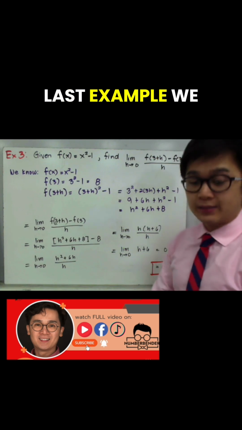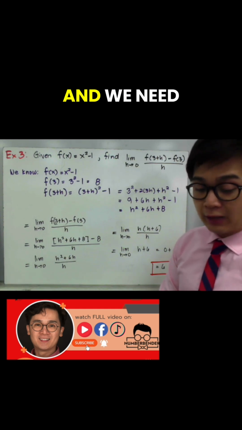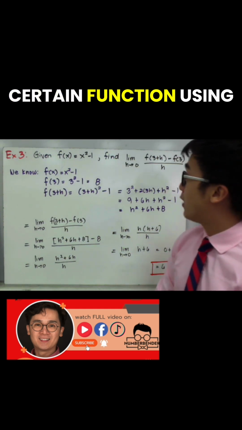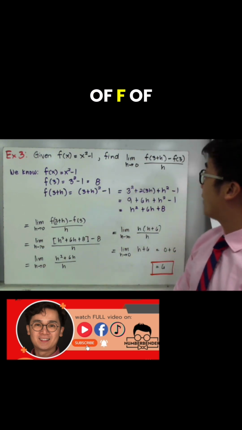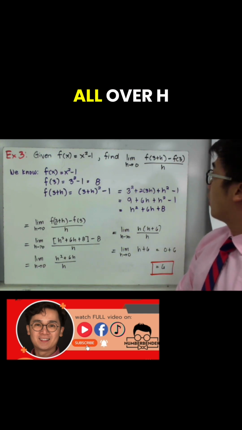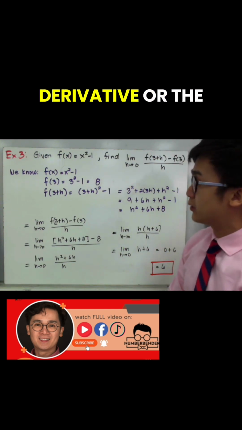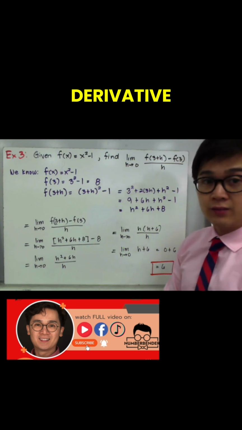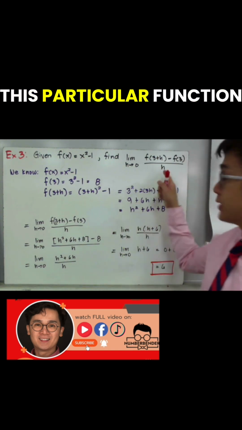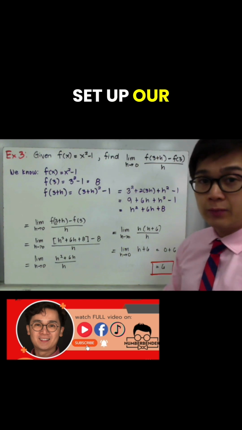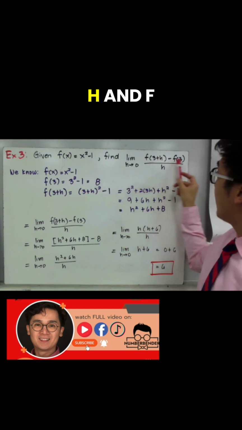Now for our last example, we have f of x is equal to x squared minus 1, and we need to find a certain function using this particular formula, wherein the limit of f of 3 plus h minus f of 3 all over h as h approaches 0. So this is not necessarily the derivative or the definition of the derivative, but we are applying the difference quotient and finding this particular function. So let's first set up our function by simplifying f of 3 plus h and f of 3.